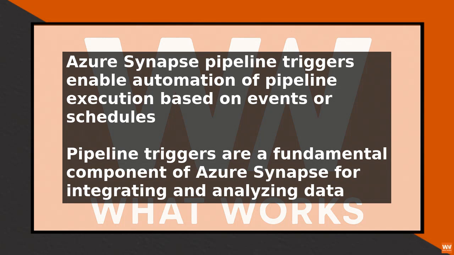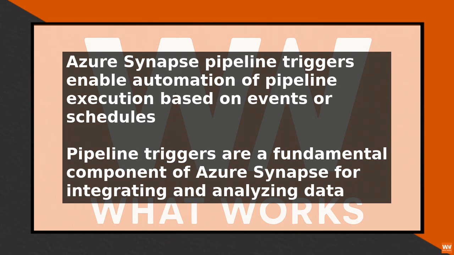Azure Synapse is a powerful analytics service that allows you to integrate and analyze data from various sources. Pipeline triggers are a fundamental component of Azure Synapse that enable you to automate the execution of pipelines based on specific events or schedules. To start with, let's define what a pipeline trigger is.